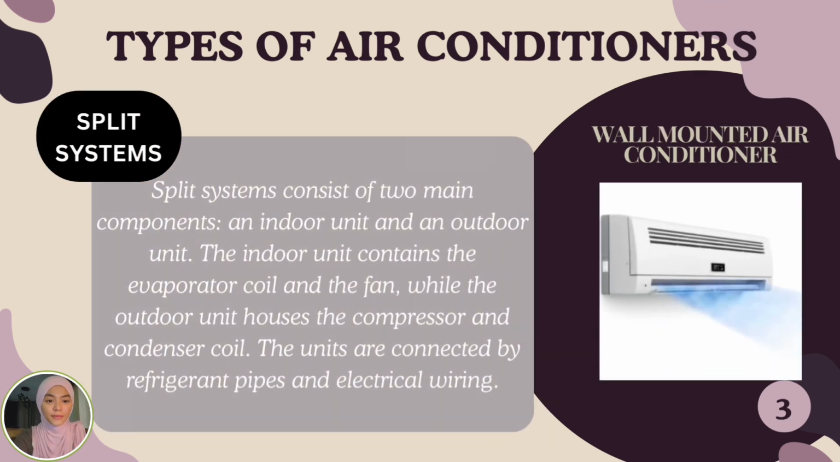Second, split system. A split system consists of two main components, an indoor unit and an outdoor unit. The indoor unit contains the evaporator coil and the fan, while the outdoor unit houses the compressor and condenser coil. The units are connected by refrigerant pipes and electrical wiring.